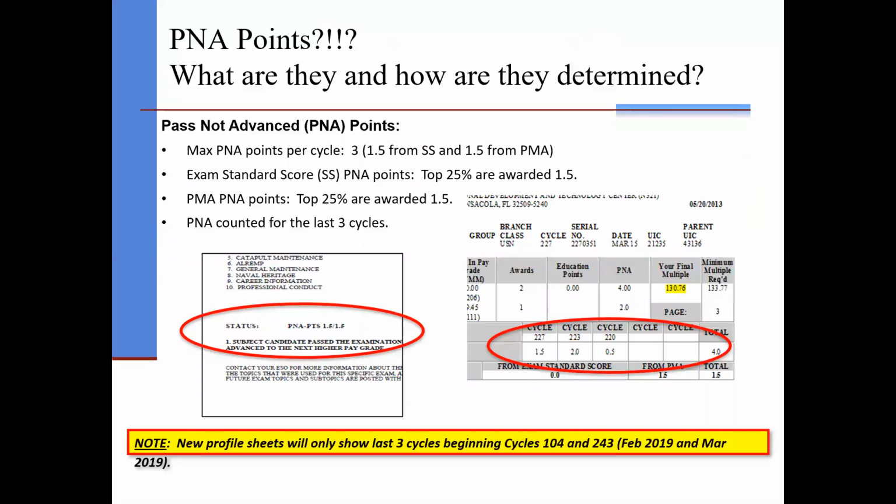P&A points. What are they and how are they determined? Pass, not advance points. Max P&A points per cycle, 3. Exam standard score P&A points. Top 25% are awarded 1.5. PMA P&A points. Top 25% are awarded 1.5. P&A counted for the last 3 cycles.